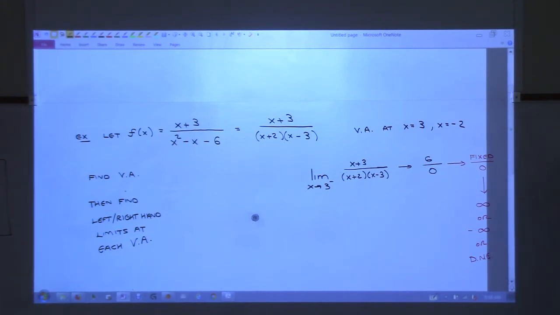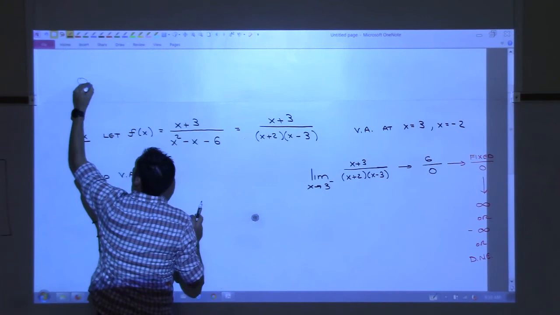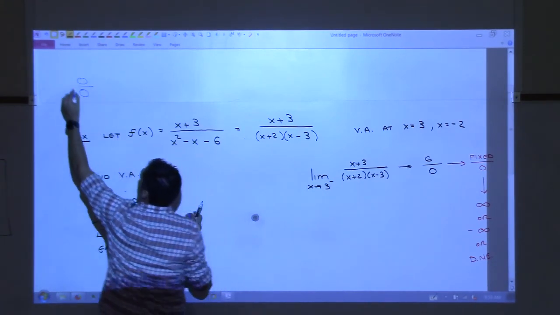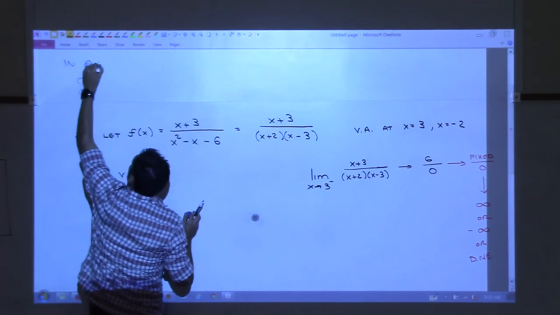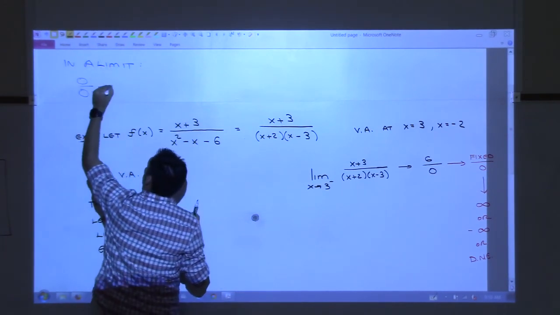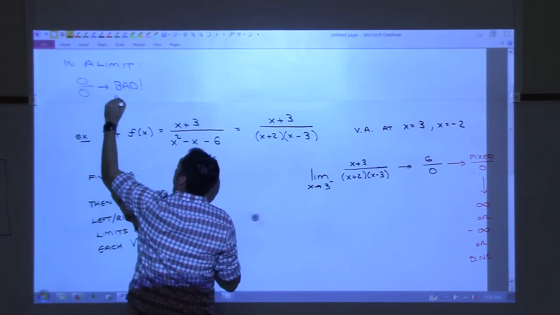I'm going to recap because this is fundamentally important for the class. If you see 0 over 0, in a limit, all of this is in a limit, if you see 0 over 0, this is what? Bad. And what do you do when you see this? Algebra.